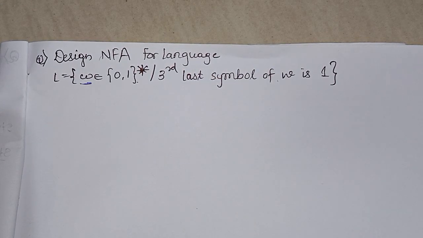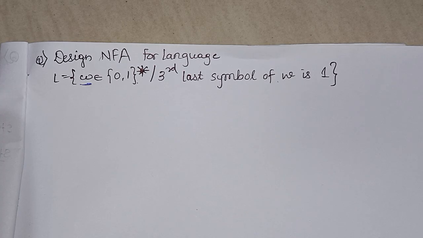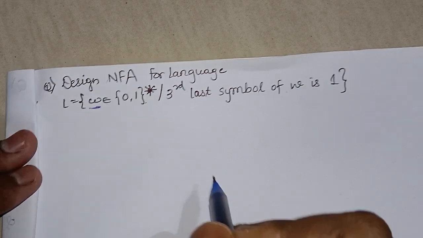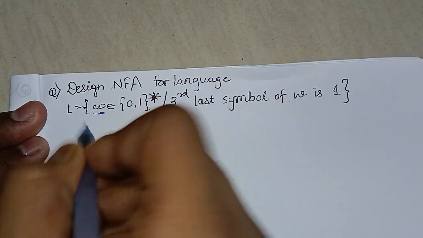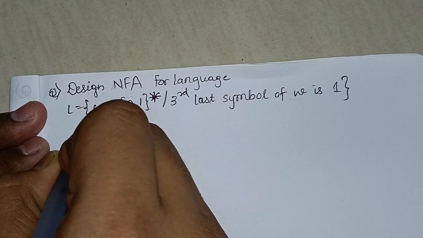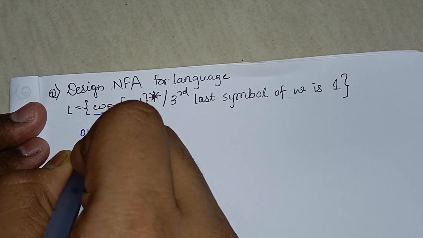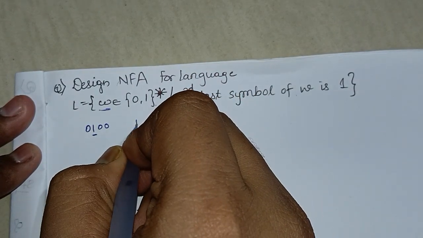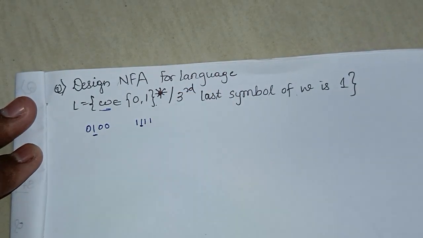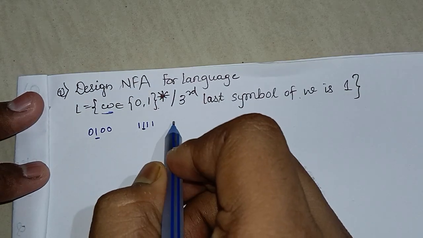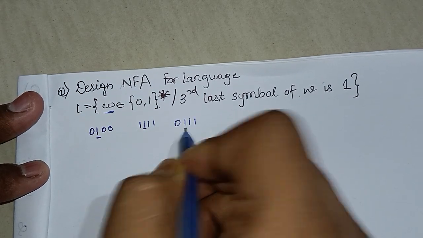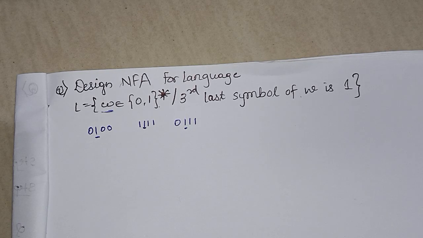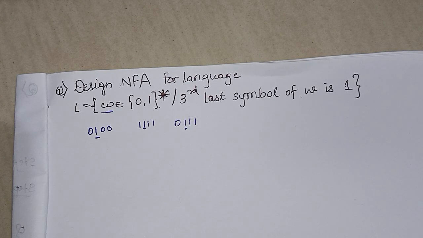Means the strings which will be accepted by this NFA are like 0 1 0 0, yes, third last is 1. 1 1 1 1, yes, third last is also 1. 0 1 1 1, yes, third last is also 1. Means the third last symbol of the string must be 1, then only it will get accepted, else rejected.